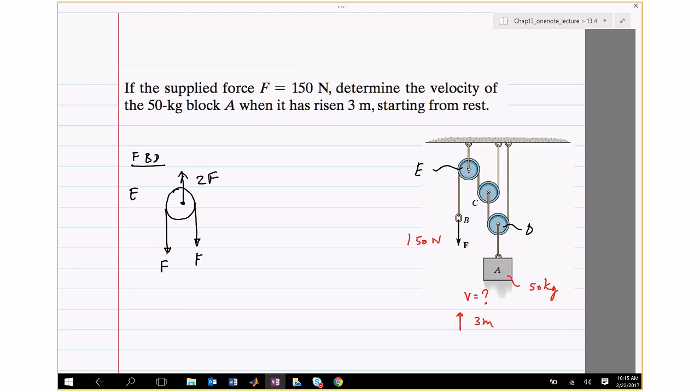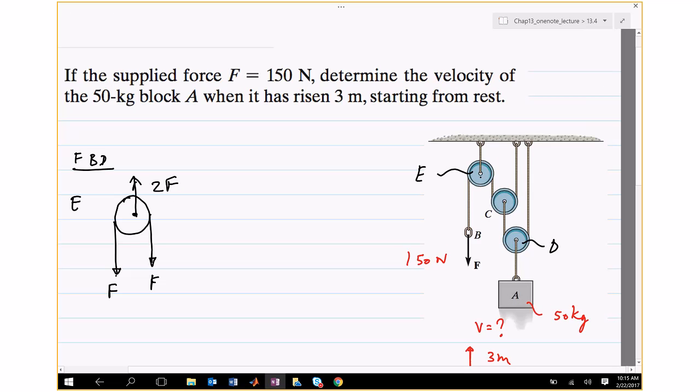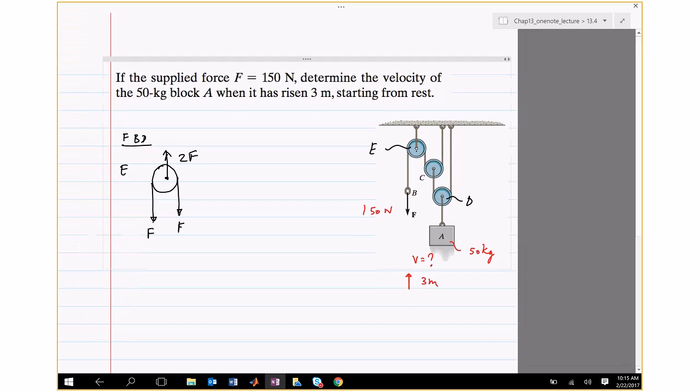It is 2F because pulley E has no mass. It's not given to you, but since they have not said anything about the masses of the pulleys, it's assumed to be 0. So as long as those pulleys don't have mass, this is fair. If this pulley had a mass, then that would not be 2F. You'll have to write F equals ma in the vertical direction and find the force.